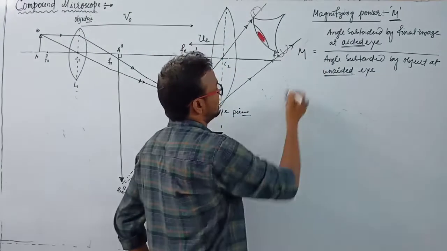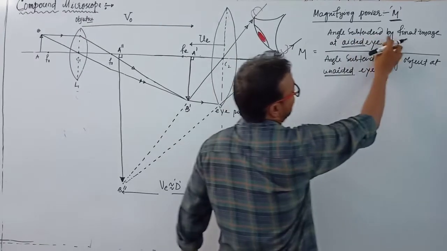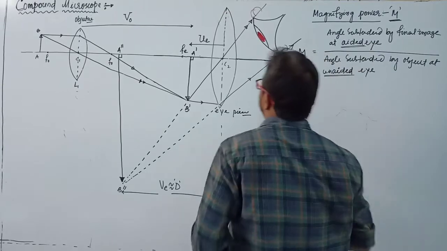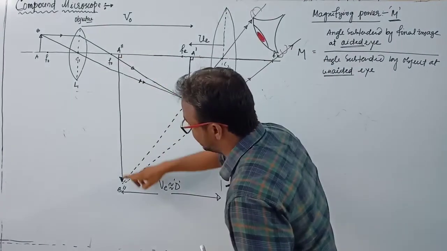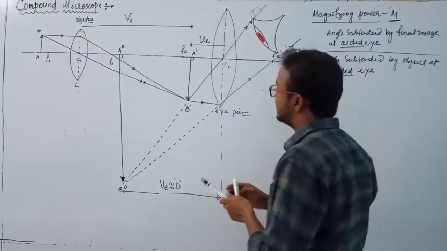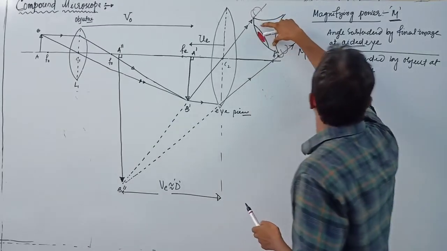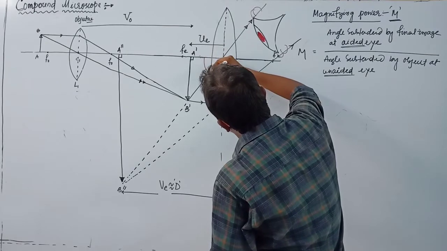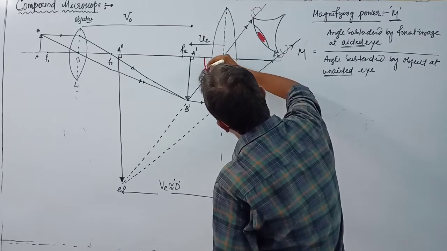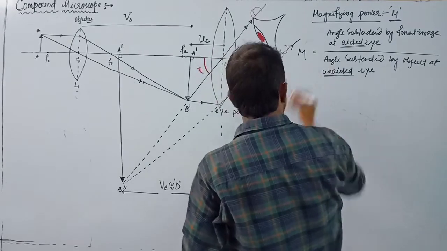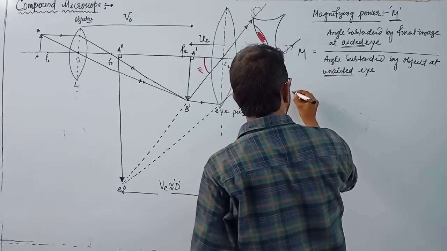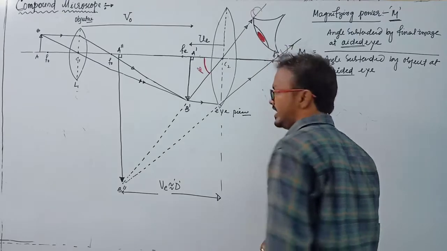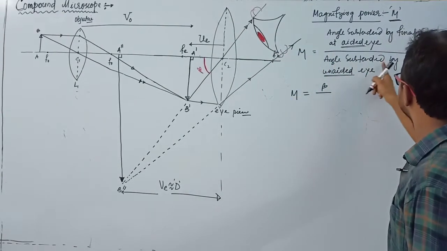Or simply we can write: angle subtended by final image at the aided eye. The angle subtended by the final image, which is A double dash B double dash, at the aided eye, we can write this angle as beta. So magnifying power in case of a simple microscope, M equals beta divided by the angle subtended by the object at the unaided eye.